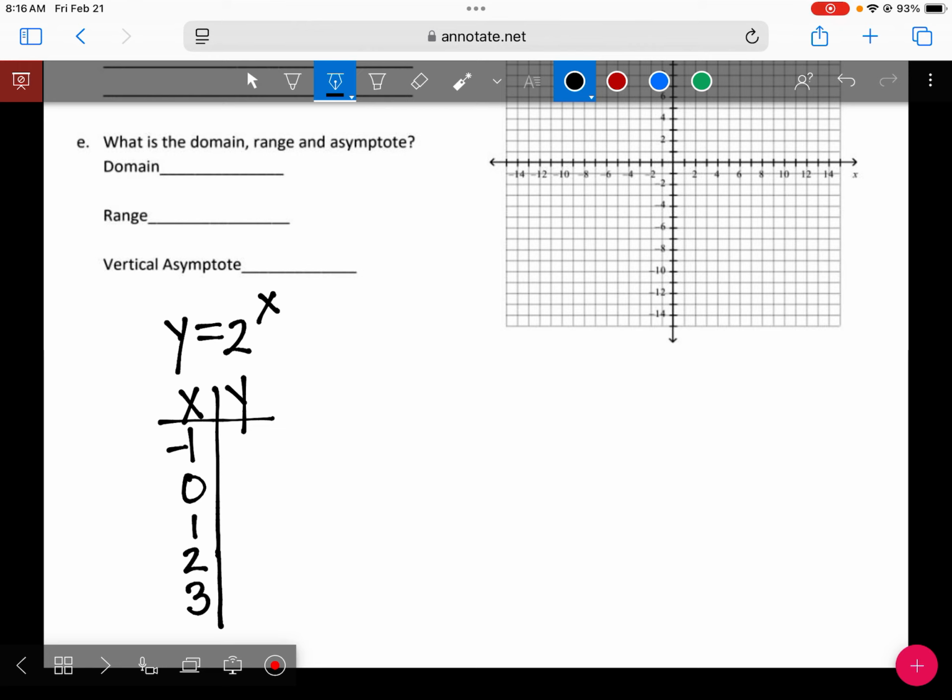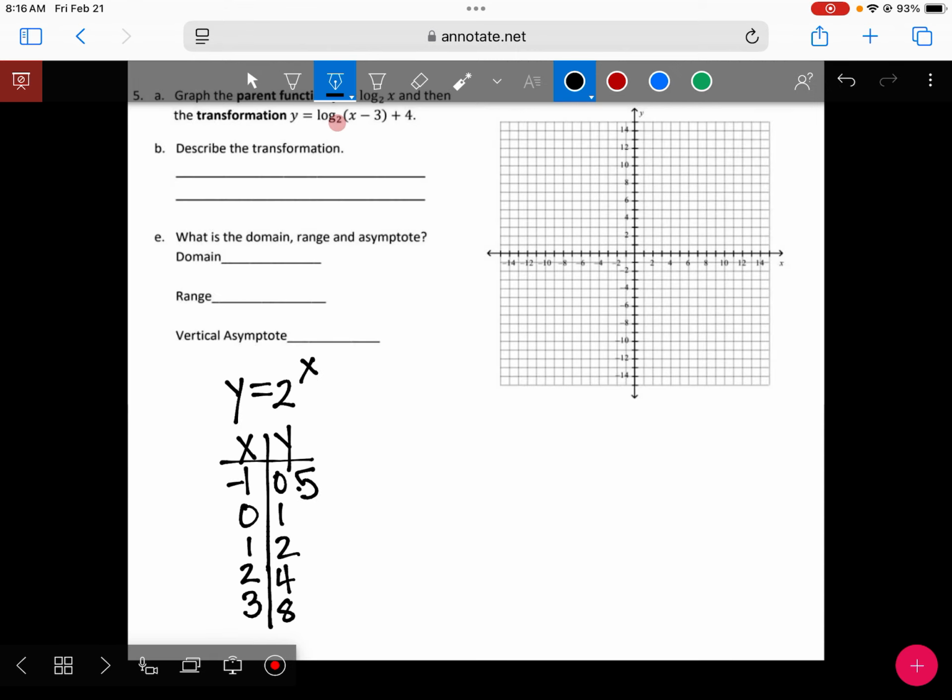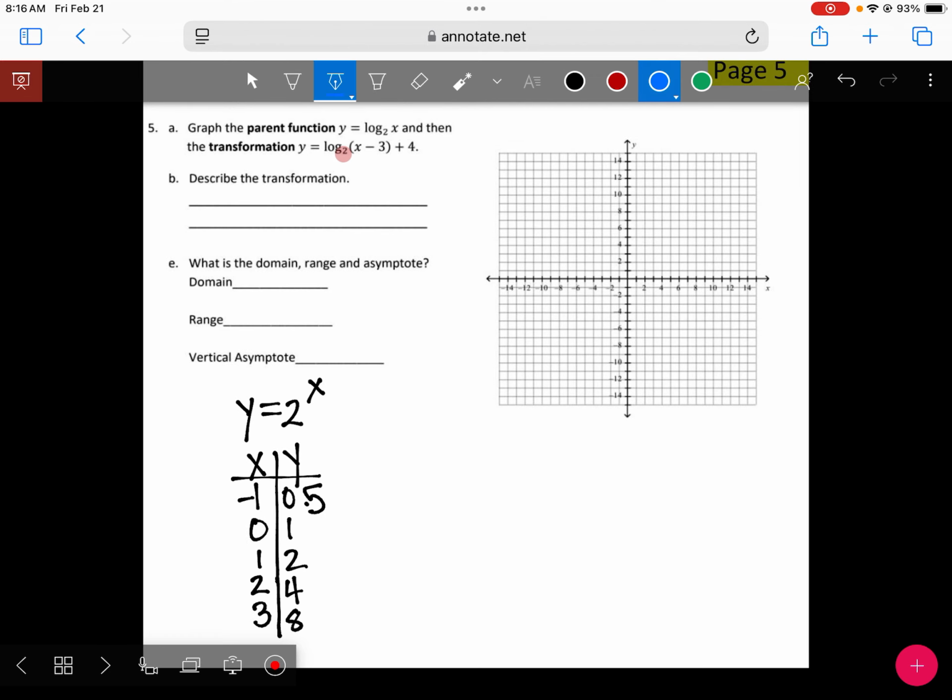Which is the same table. I used to have it on the board, but I erased it. So if you don't have it memorized, this is what that exponential table would be. So we need to flip that table in order to graph the parent, which would be y equals log base 2 of x.